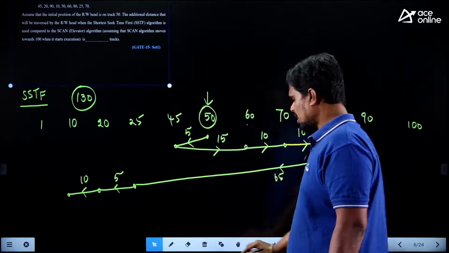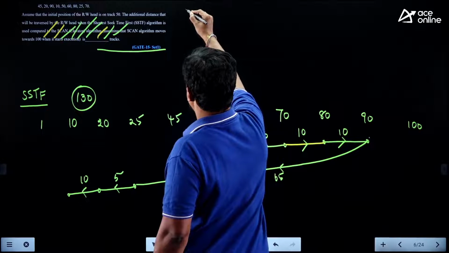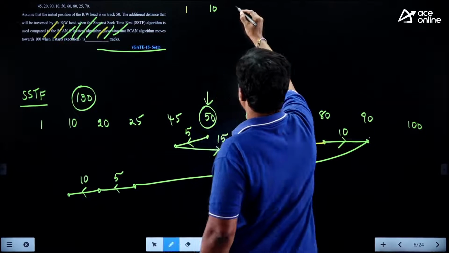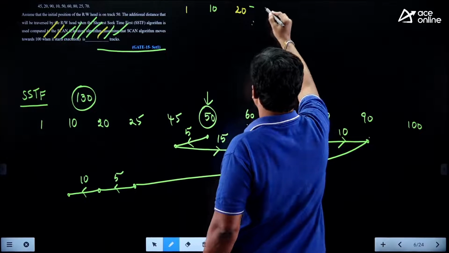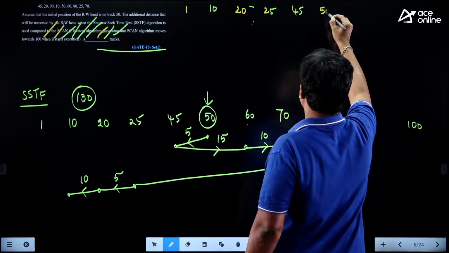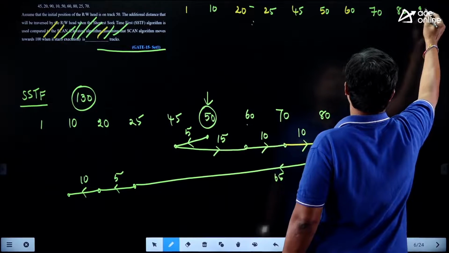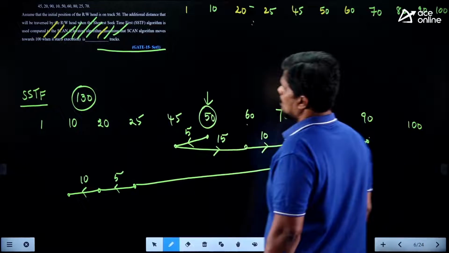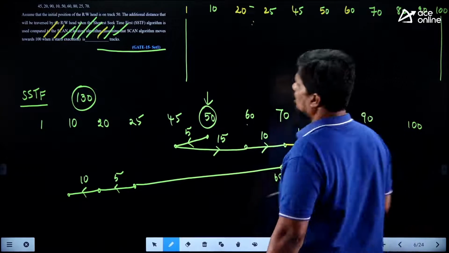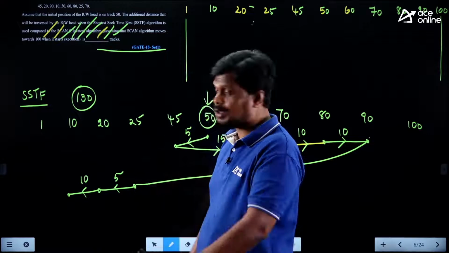Right. So now if we consider the SCAN, what is the travel distance we have? What is the disk request? 110, 20, okay, then 25, then 45, and then 50, and then 60, 70, 80, 90, and 100. So this is one end of the disk and this is another end of the disk. And it is clearly mentioned in the SCAN algorithm, the disk head is moving towards the 100.